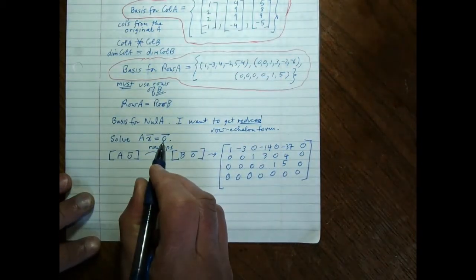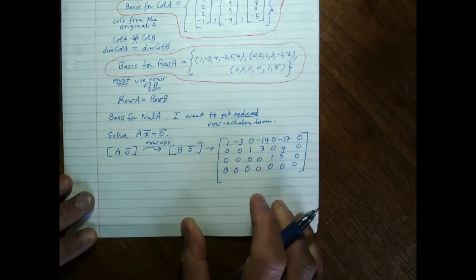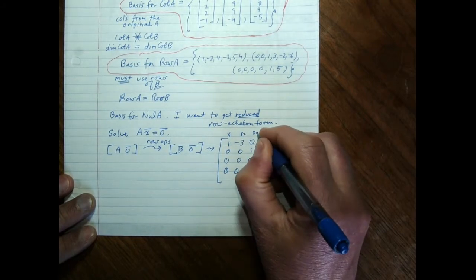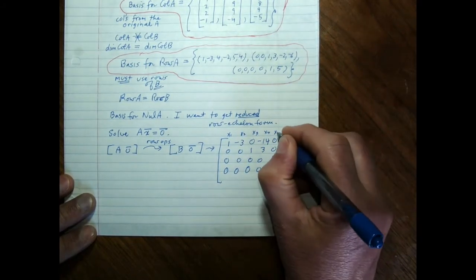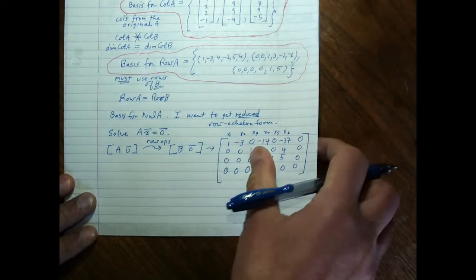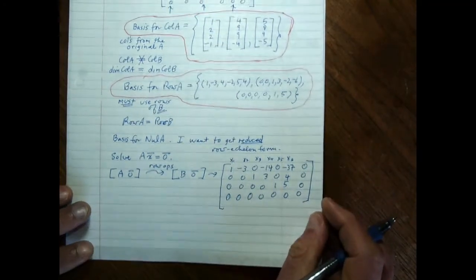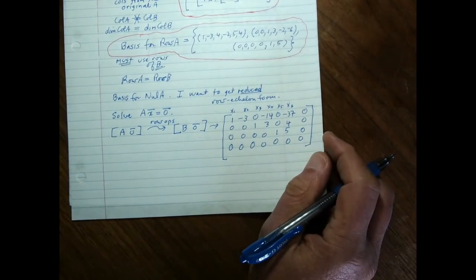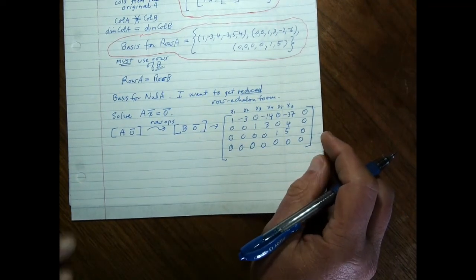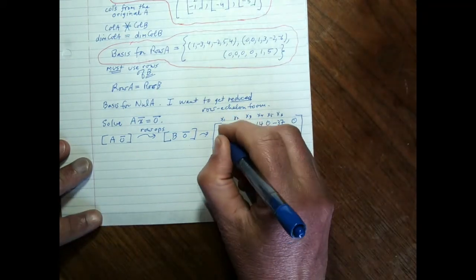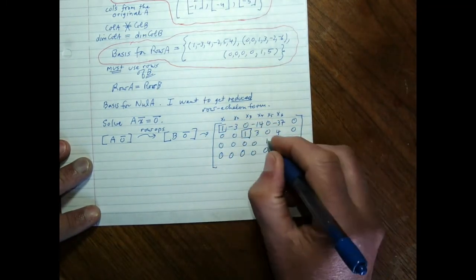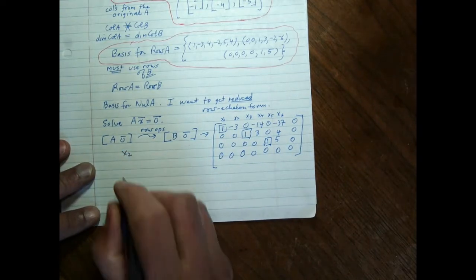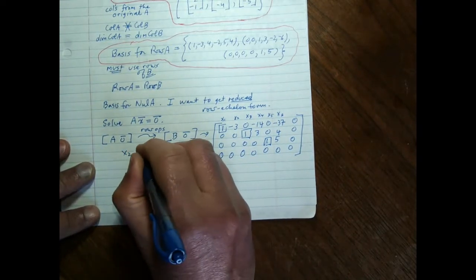So I have variables x1, x2, x3, x4, x5, x6, because my original matrix A had 6 columns, right? And let's see, we now got a pivot here, here, here. So we know that x2, x4, and x6 are free variables.